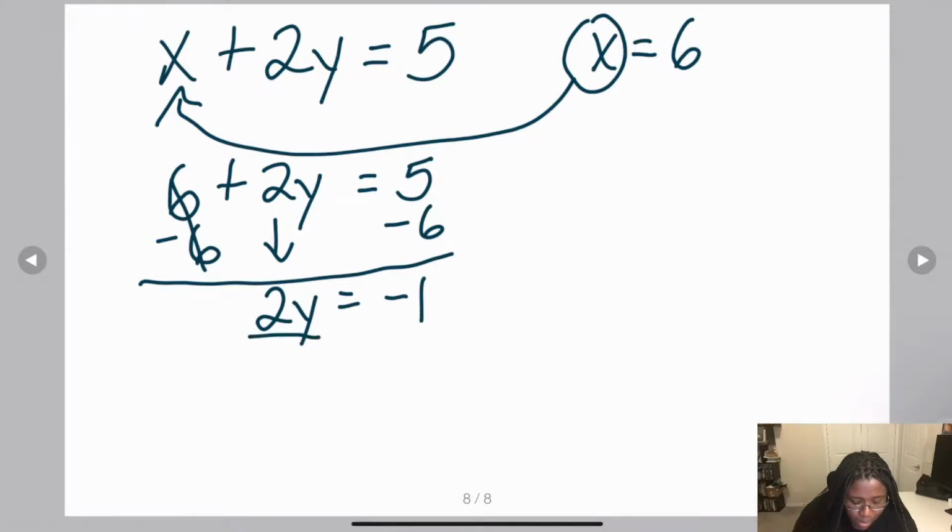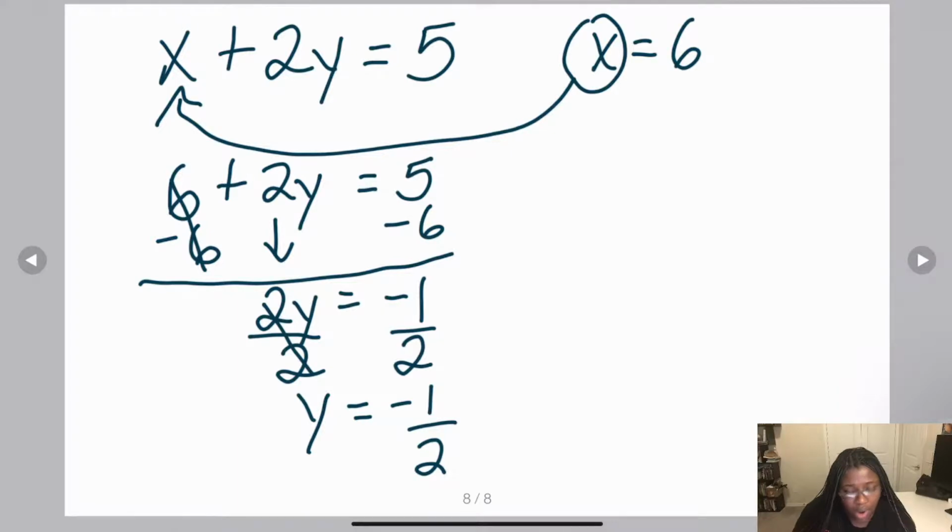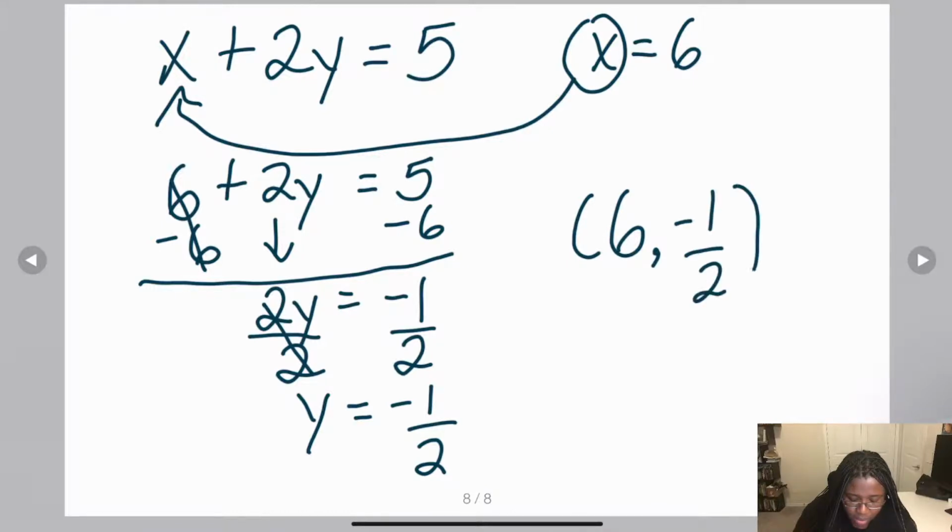We're going to divide both sides by 2. 2y divided by 2 will just give you y. So y is equal to -1/2. So our answer for this particular problem, again, it has to be an ordered pair, is (6, -1/2).